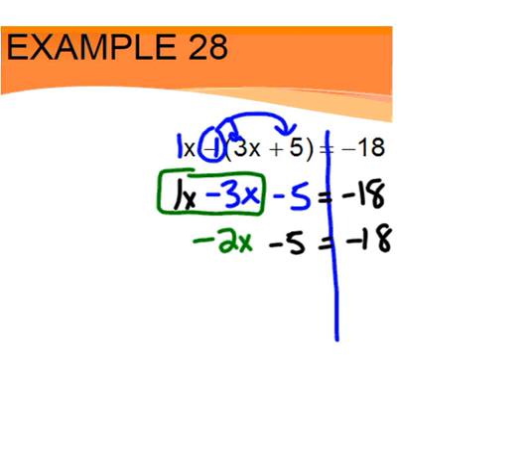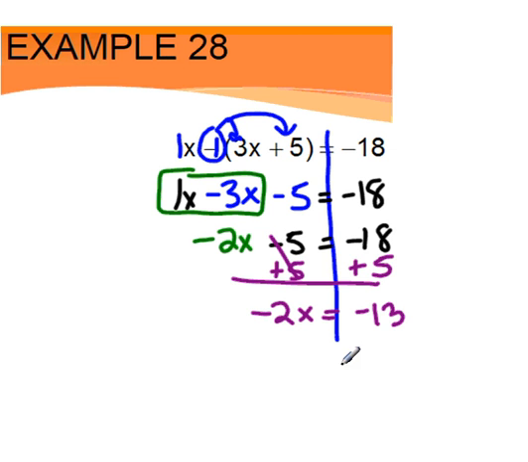We want to start to solve it by inversing the constant on the side with the variable. The constant on the side with the variable is this -5, and we can inverse it using a +5 and add it to both sides. The constants will then cancel out and leave us with a -2x on the left and -13. Last but not least, we want to inverse the coefficient.